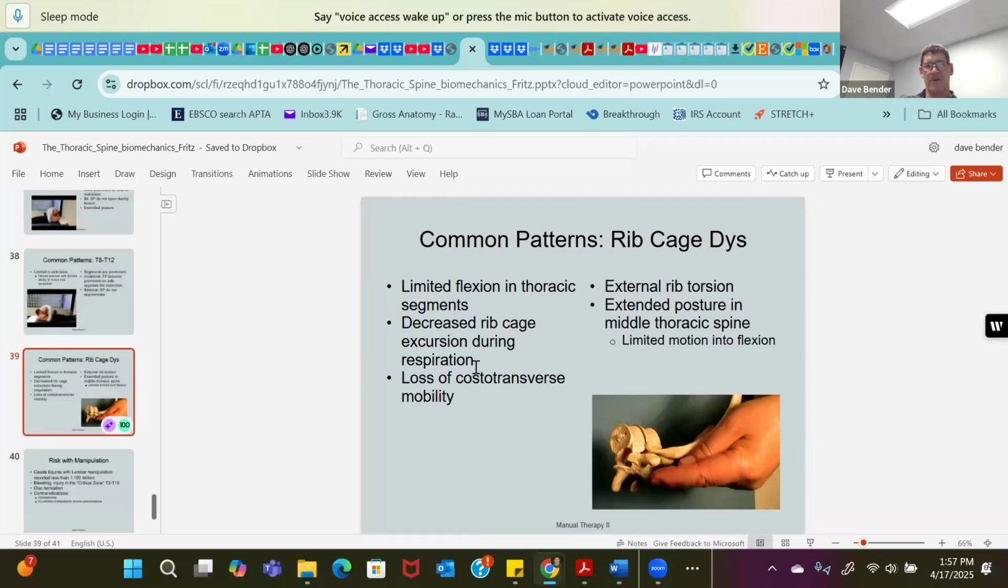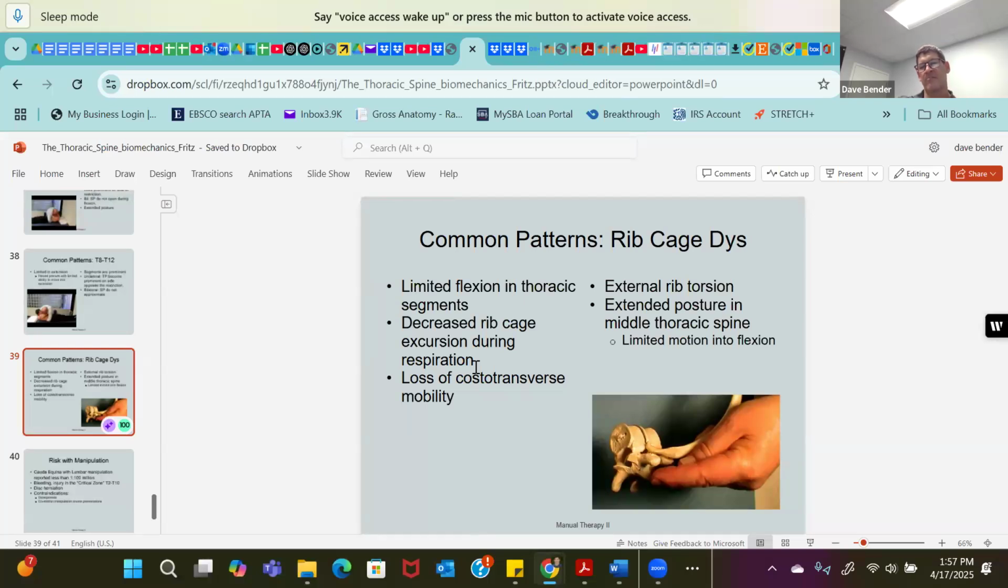Common patterns of rib dysfunction: limited flexion in thoracic segments. One of the common things you'll see with rib dysfunction is decreased rib cage excursion during respiration, and loss of costotransverse mobility. These rib torsions or external rotation of the ribs, this is another conventional term that they'll talk about. You can just think about how those ribs get torsioned as we rotate, or again, the rotation as we breathe.